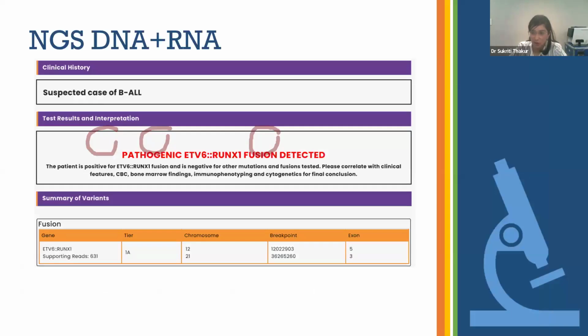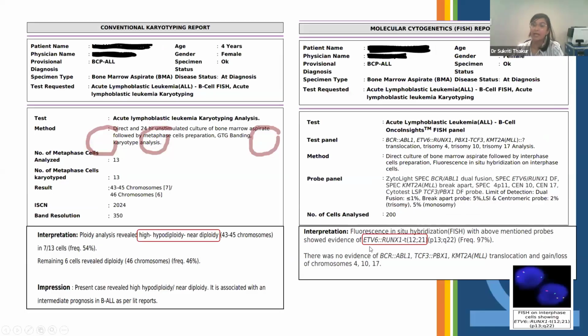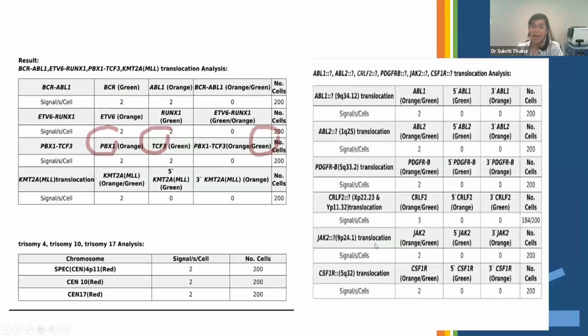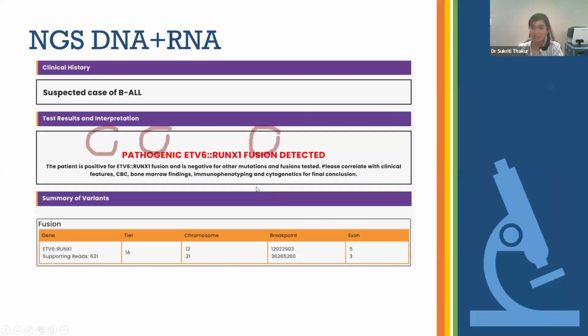Now coming to the molecular. These days, people are going for NGS DNA and RNA testing. But why? The clinician is calling me, why are you suggesting NGS DNA and RNA testing for a simple BLL case? The first thing is that it helps us confirm the finding from FISH. Like for my patient in this case, the FISH report was positive for the 12;21 translocation, that is the ETV6-RUNX1 translocation, and it has been confirmed by NGS DNA and RNA.